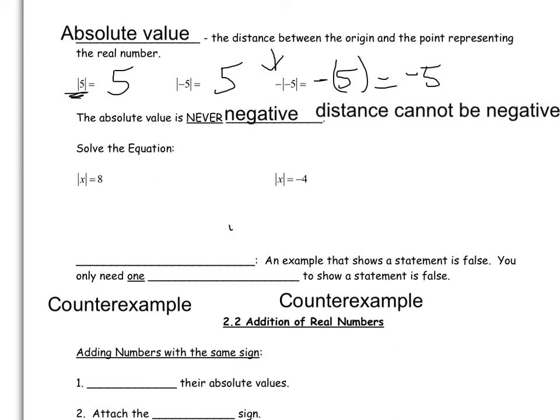Distance cannot be negative. That's why an absolute value can never be negative. And ultimately, distance can never be negative because absolute value is a distance. It's a distance from 0. Now, it's a little different here.